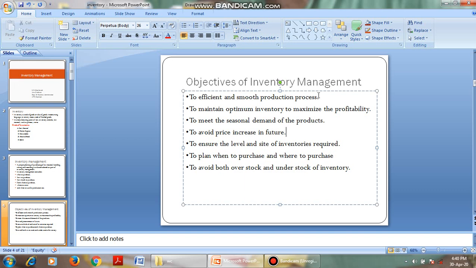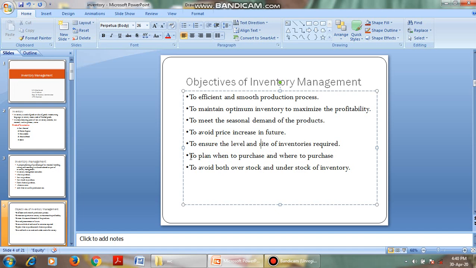So we have to plan and purchase the inventory to avoid the future increase of prices. Next one is to ensure the level and size of inventory required. That is one of the objectives: how much we require and what is the size of inventories we require. We have to make sure of that.